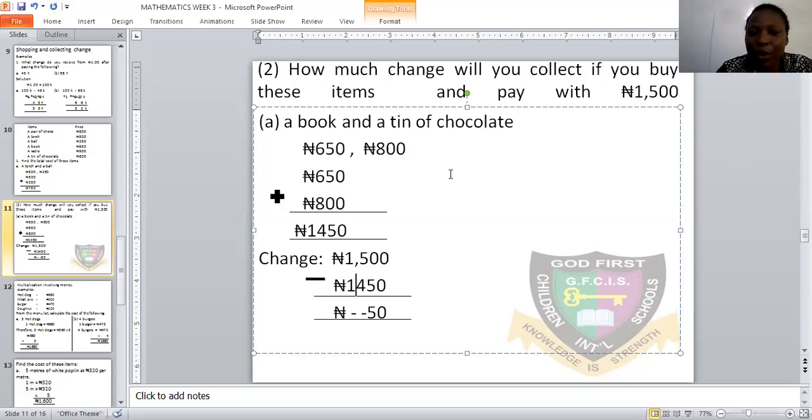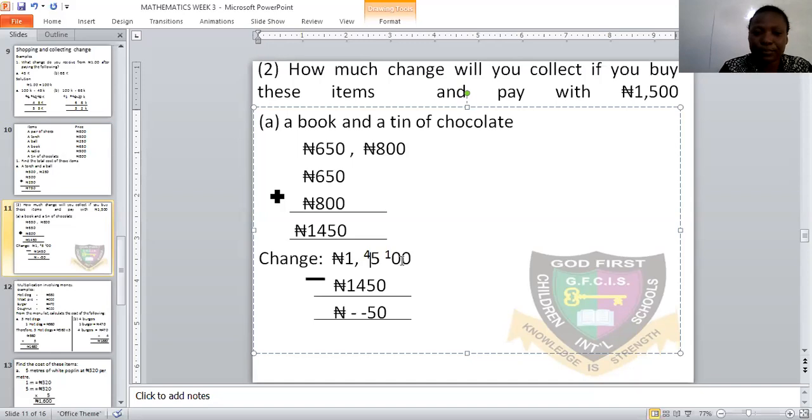0 take away 0 will give me 0. 0 take away 5 is not possible. I will borrow from 5. I will take it to 1, so 0 becomes 10. This 5 will reduce to 4.